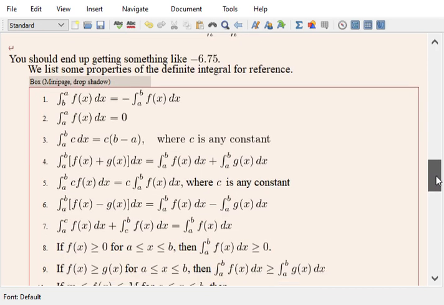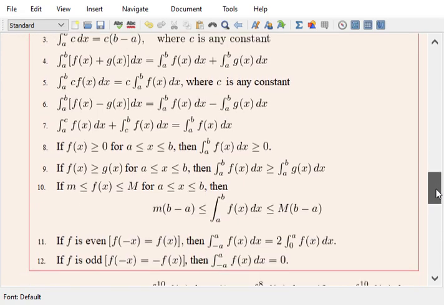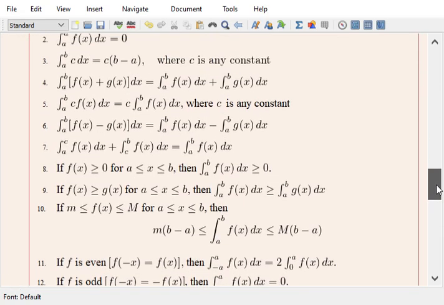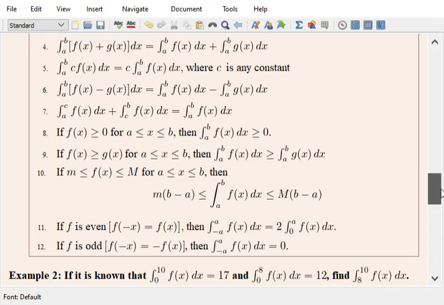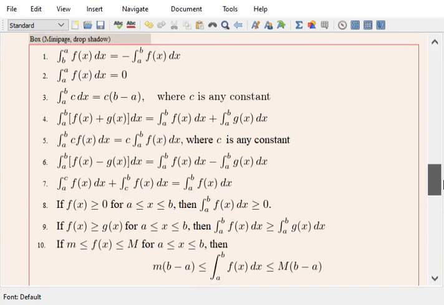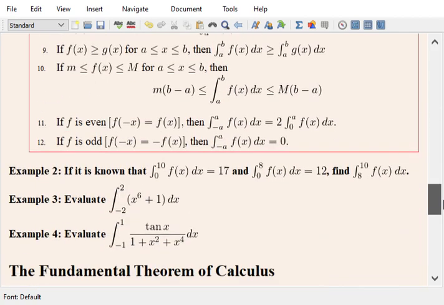Okay, so for reference, here are a bunch of properties. I'm sure that you've seen all of these at some point. I'm not going to go over them in voice, just understand that they're all here, and I may refer back to these at some point.